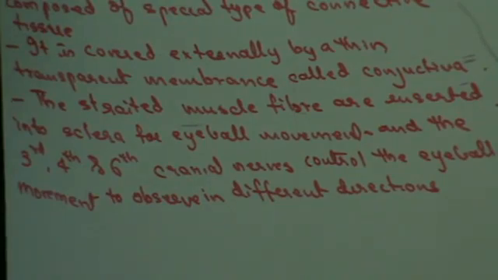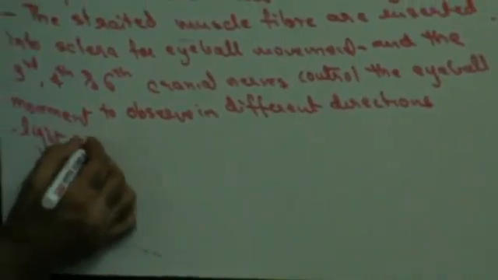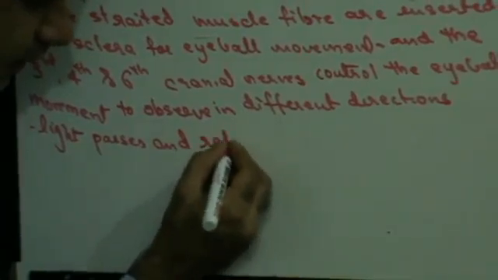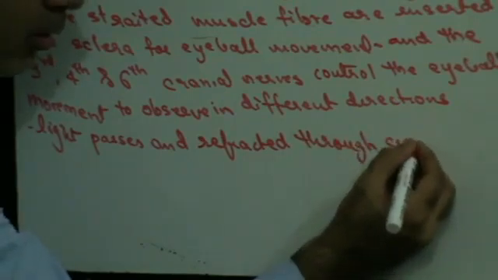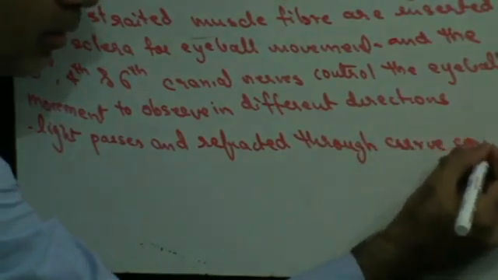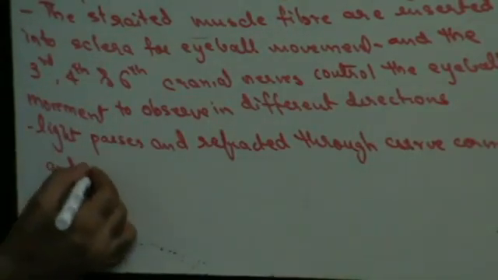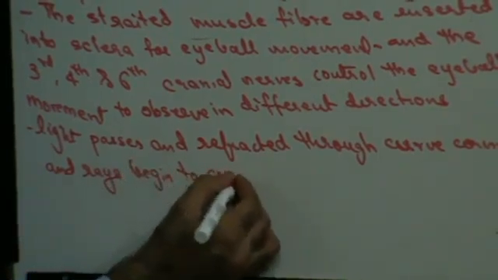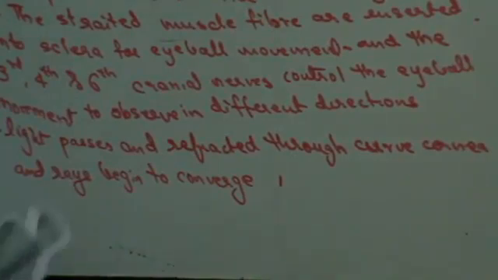Light passes and gets refracted through the curved cornea, and the rays begin to converge. So that was my outermost membrane, the sclera.